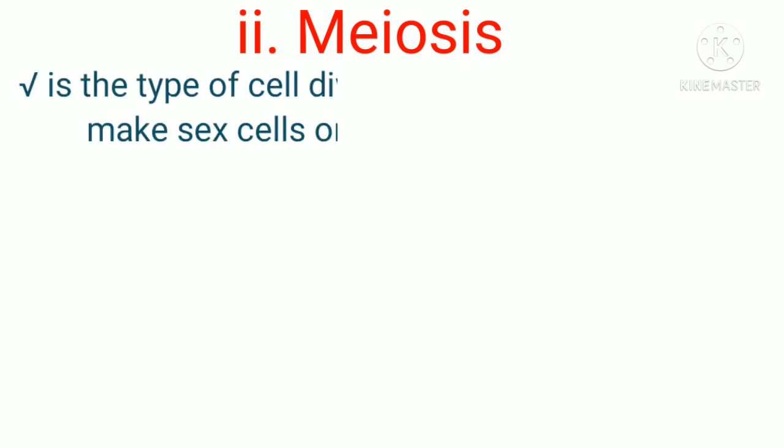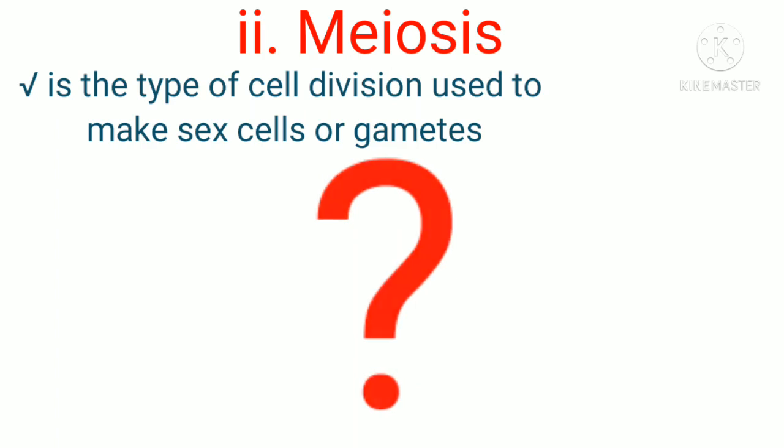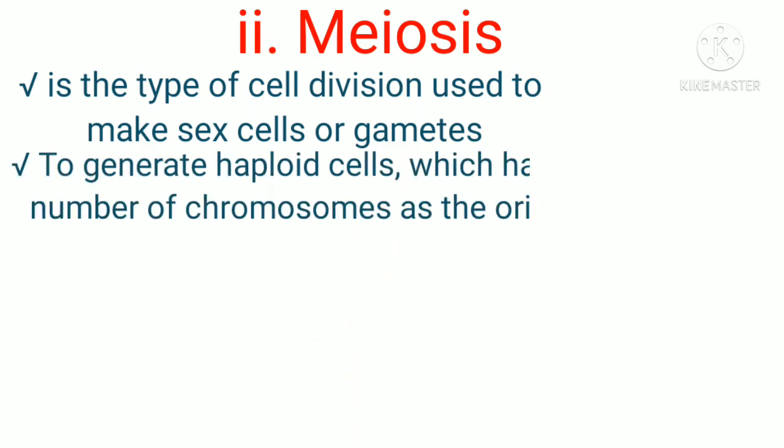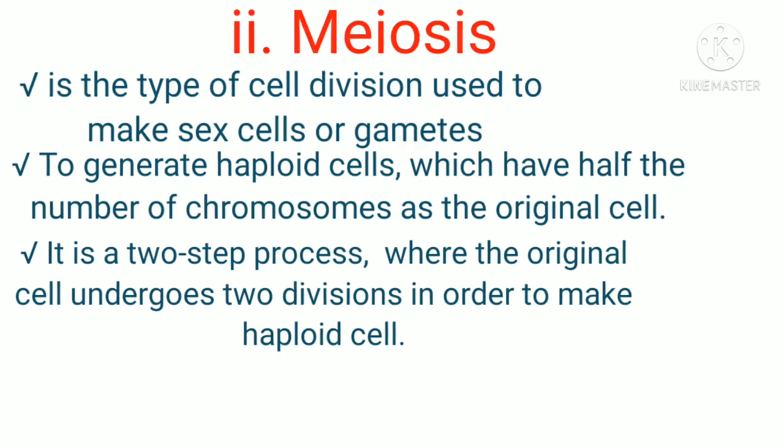The second type of cell division is meiosis. Meiosis is a type of division used to make sex cells, or gamete cells. What is the goal of meiosis? Yes, the goal of meiosis is to generate haploid cells, which have half the number of chromosomes as the original cell. It is a 2-step process where the original cell undergoes 2 divisions in order to make haploid cells.